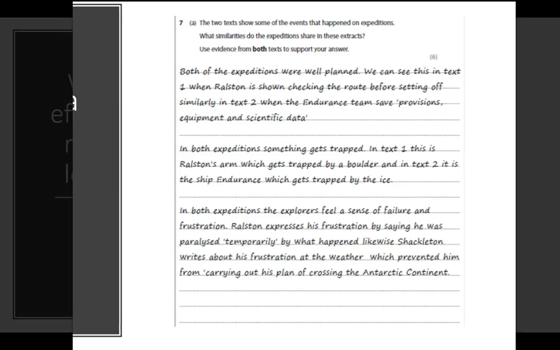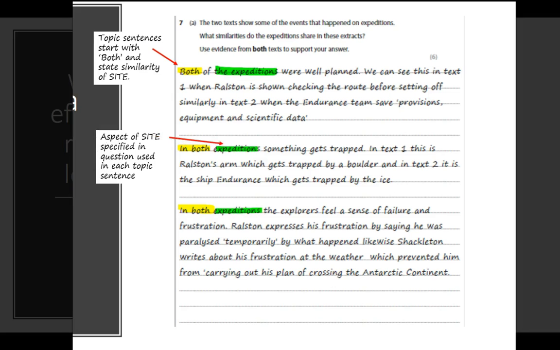So here is the response, and you can see just by glancing at it that the 3 paragraphs are all separate. Let's get into the details of this. So the first thing to notice is that the topic sentences of each paragraph start with the word both. That signals to the examiner that you are considering both of the texts. It then goes on to state the similarity of site. It uses the keyword of the question.